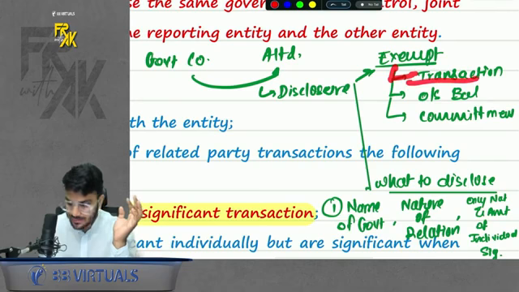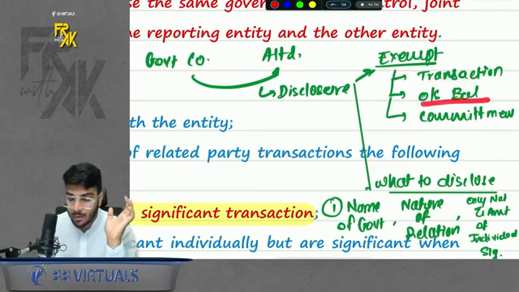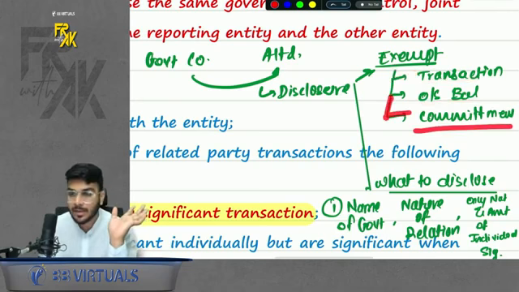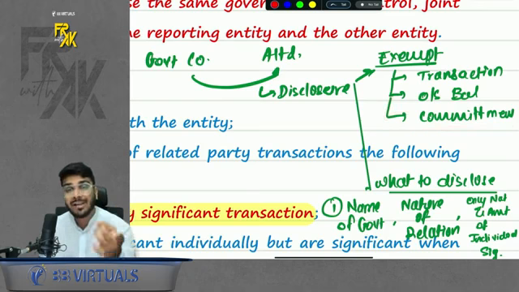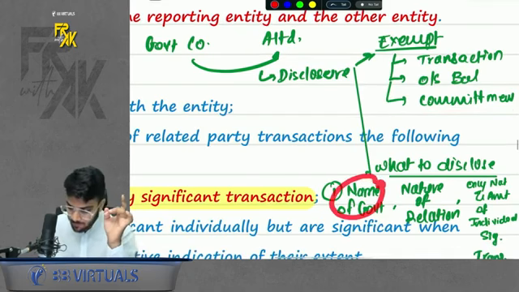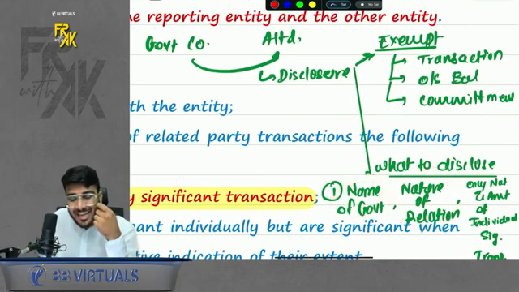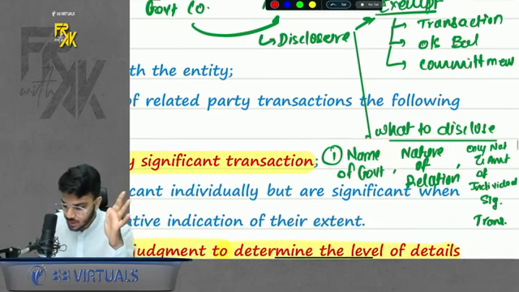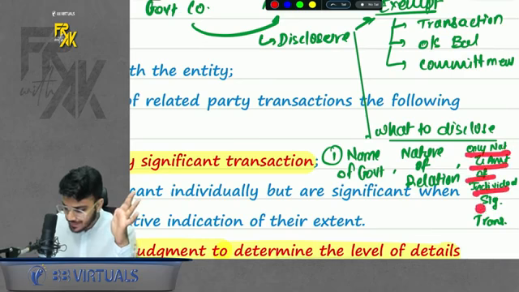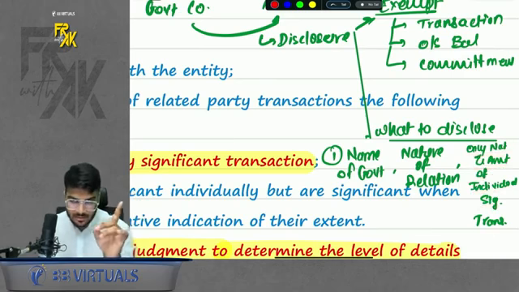It will not disclose the transaction. It will not disclose the outstanding balance. It will not disclose the commitments. But what does it have to disclose? Name of the government, nature of relationship, and if any transaction is individually very significant, then disclose it. Only the nature and amount of individually significant transactions, but not all transactions.